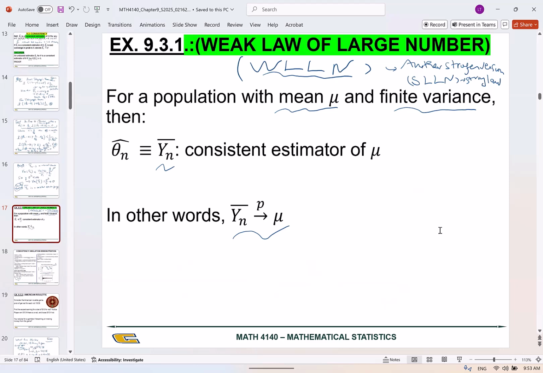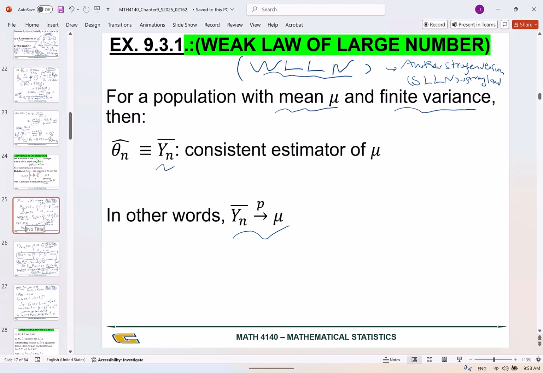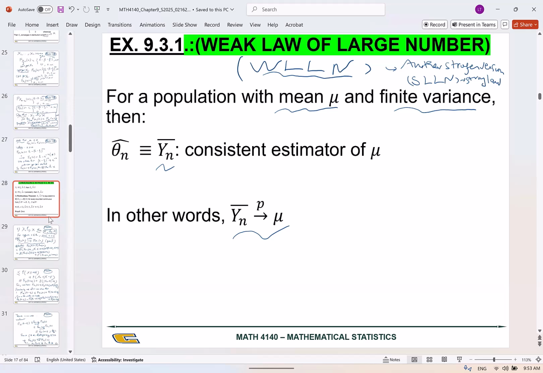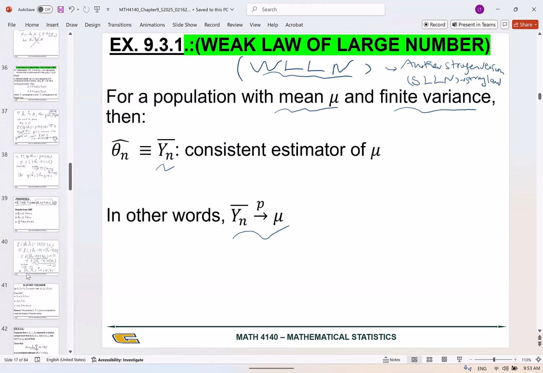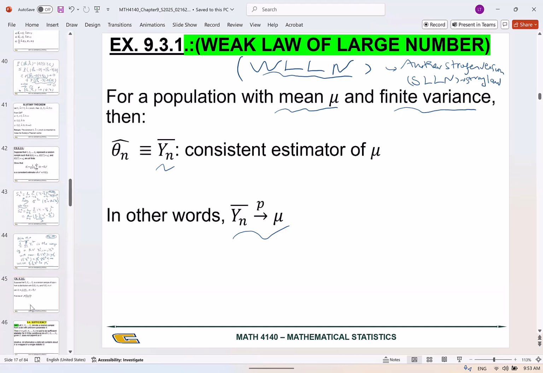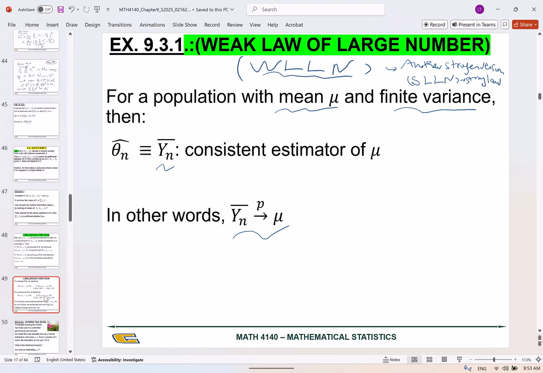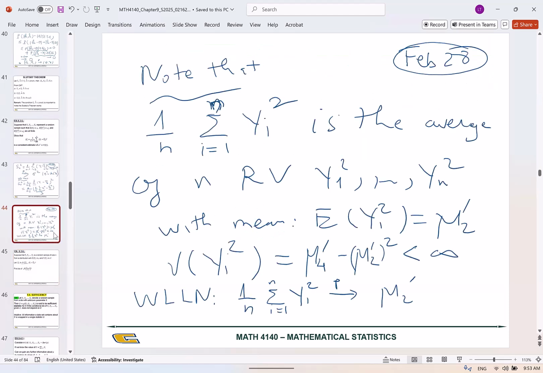So here in this case, your population now becomes y1 square, y2 square to yn square. It's level up, right? And basically the average of that also converges to the mean of y1 square, y2 square, which is the second moment. So it just scales up, right? So if you do the third or the fourth, it's also the same thing. But you need to make sure you have the finite variance for your population, okay? So which means that you have this guy converging in probability.